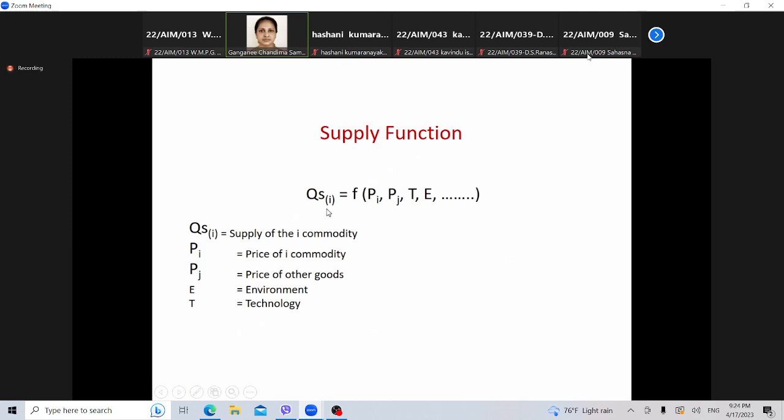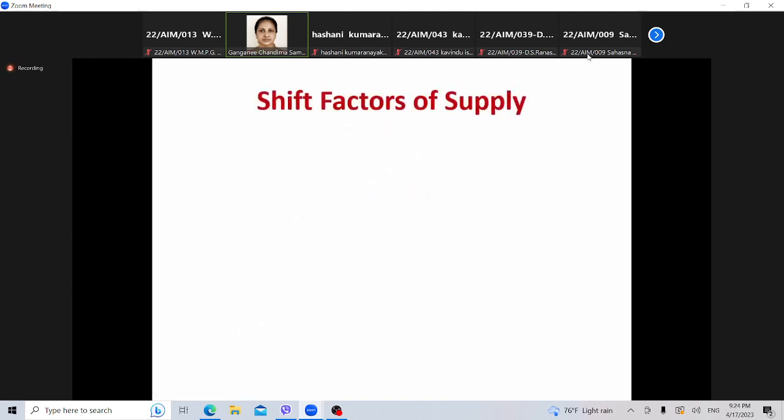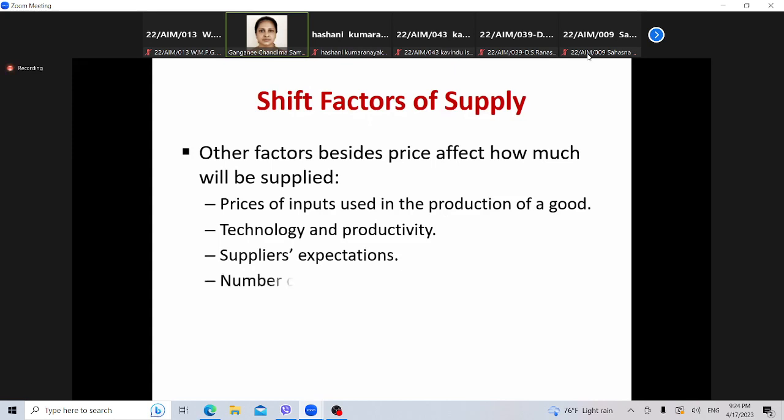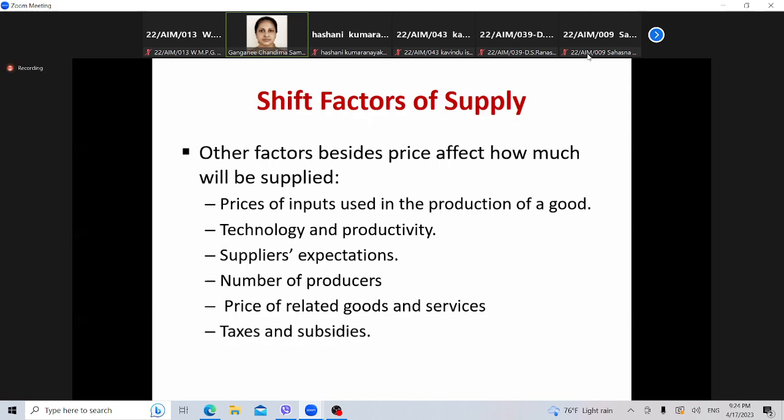QS, these are the other factors that affect the supply. Then when we consider the shifting factors of supply, other factors besides price affect how much will be supplied. That means price of inputs used, production of other goods, technology, suppliers' expectations, number of producers. These are the factors. So different words are giving different meanings. The price of related goods and services, taxes, subsidies, these all affect the supply.